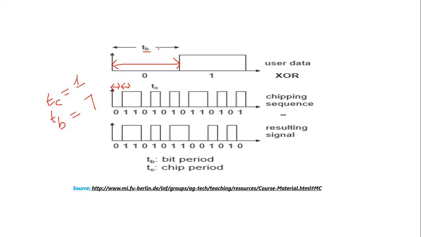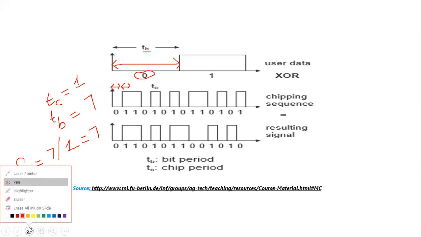Then the spreading factor S can be calculated as TB by TC. TB is 7, TC is 1, which is nothing but 7. So the spreading factor is 7. One user data bit will be spread into 7 bits. That is the meaning of this concept.